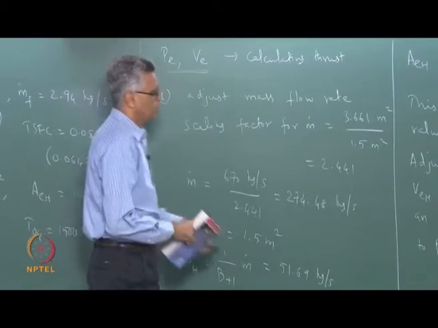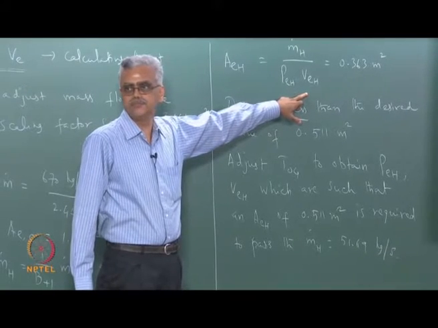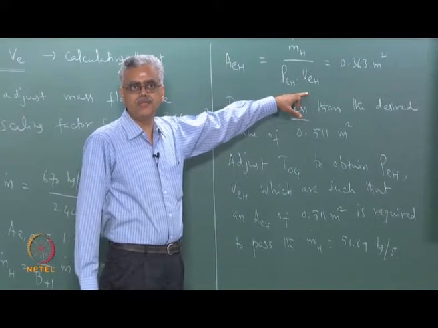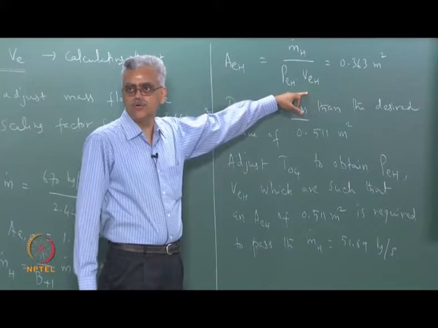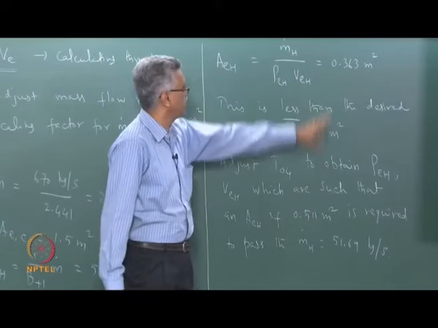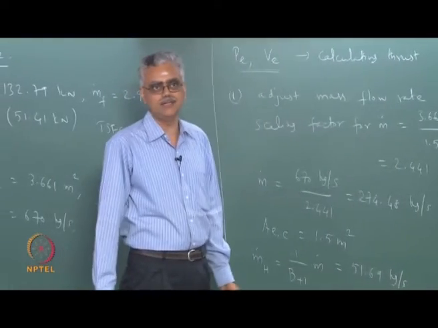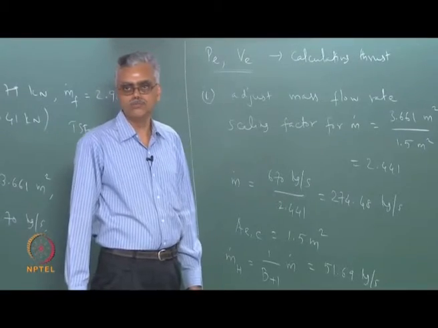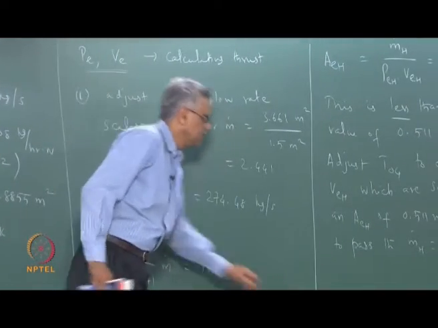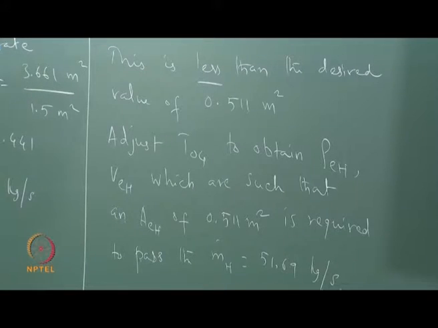So when I change T04, my rho EH and VEH are both going to change. I have to keep iterating until I get a value of T04 such that when I plug it in here for this value of m dot h, I get the area to be 0.511. Okay. This has to be done iteratively, it cannot be done in one go. And if you iterate, then you have to do this a couple of times. Let us see what happens.